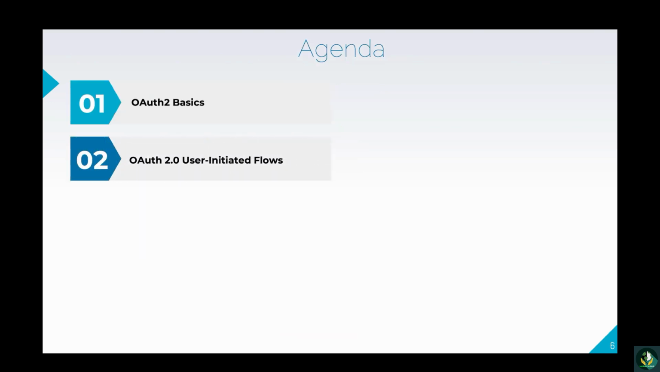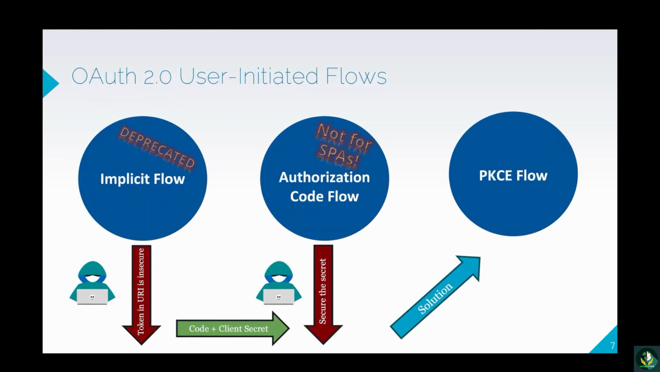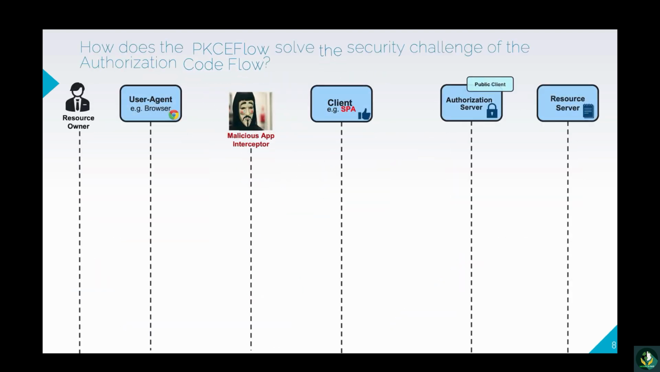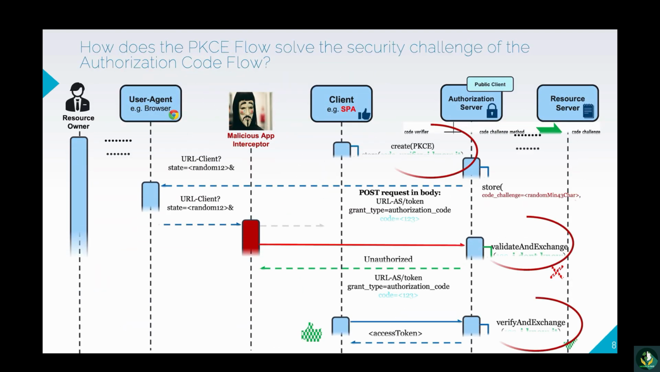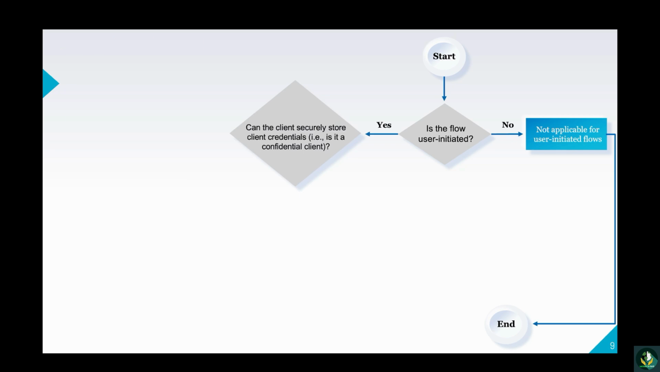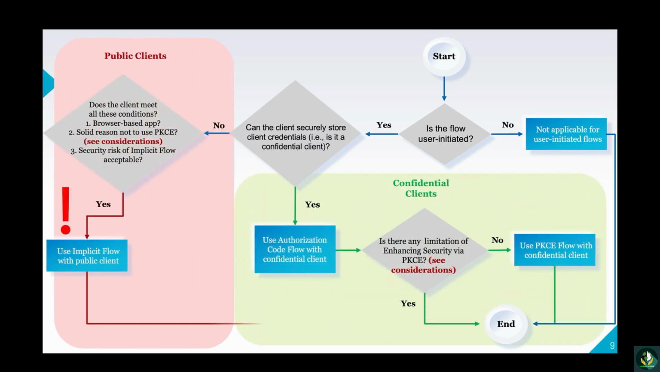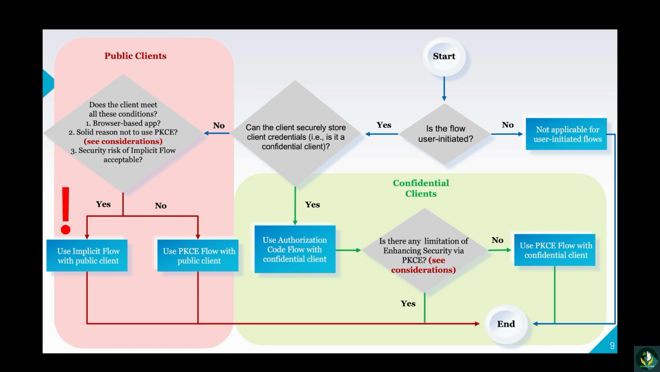Chapter 2, User-Initiated Flows. In this chapter, we will dive into OAuth 2 flows involving users, designed for web browsers, mobile applications, and desktop applications. For each flow, we will explore its step-by-step workings, the challenges it addresses, and its ideal use cases. By the end, we will summarize all the flows and guide you through a decision tree to help you choose the right one for your specific project requirements.